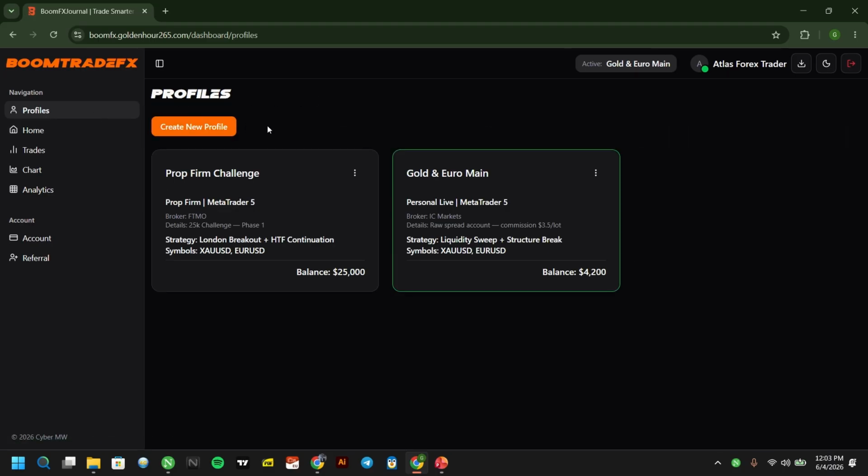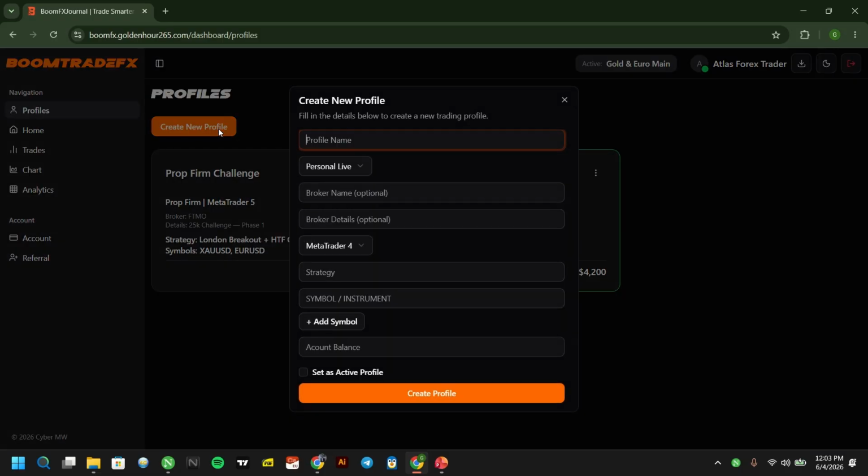In the profile tab is where you are able to create different profiles. Think of a profile just as a category or some sort of categorization of your particular trading assets, trading strategy, and generally your trading account. To create a profile, you simply click on create a new profile.